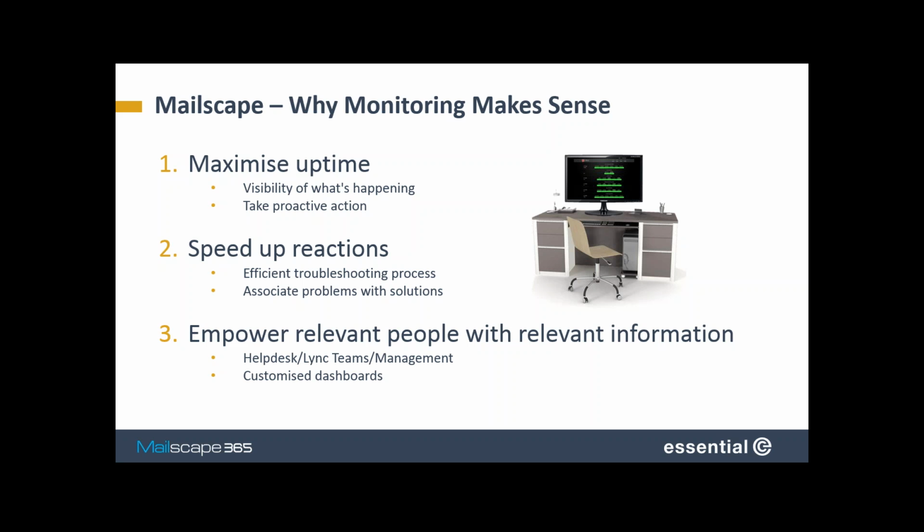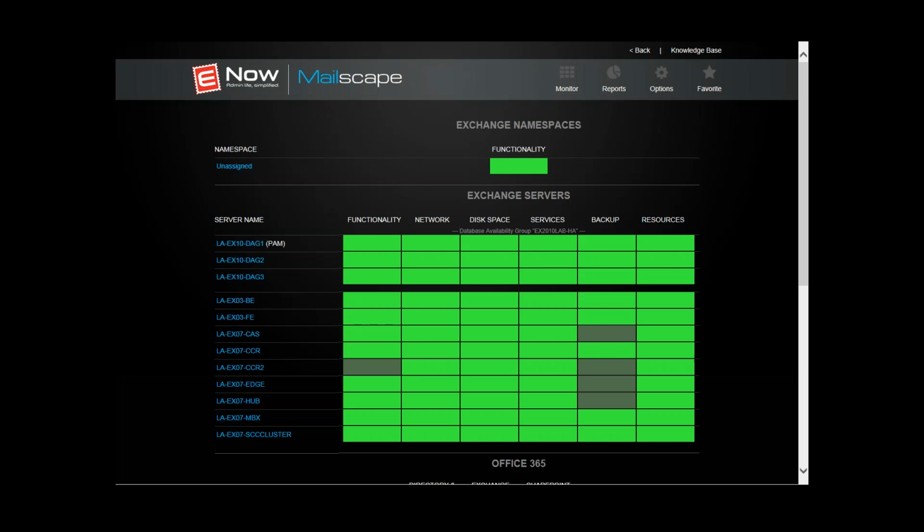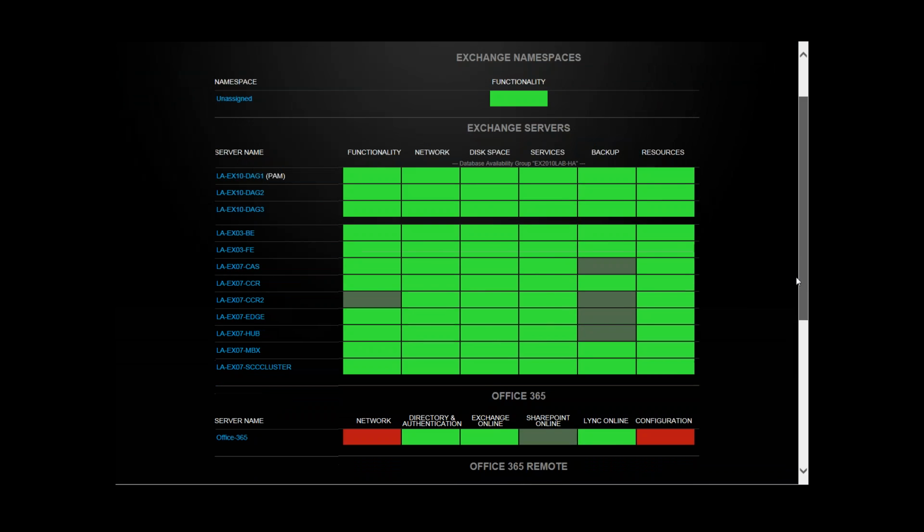I'll stop talking now and let Michael show us a quick example of how Mailscape can actually help drill down and troubleshoot some of these issues. We're just switching to the demo system now. You should see that. Michael, I think you have control. I do. Thank you for that.